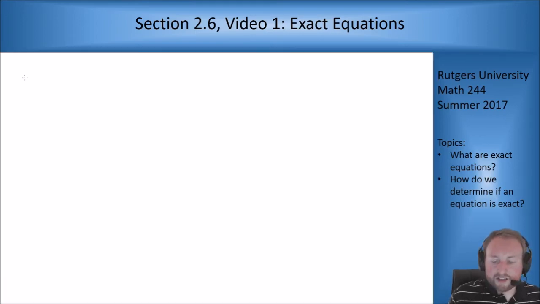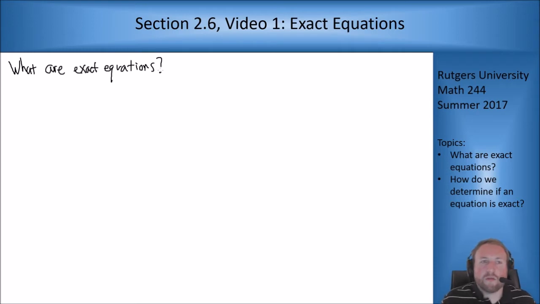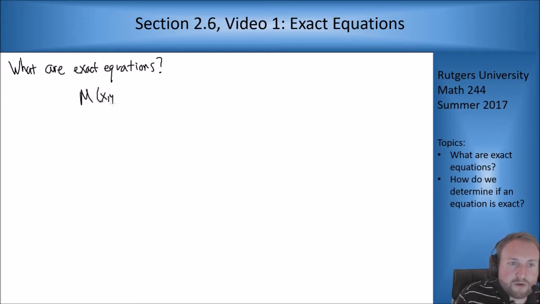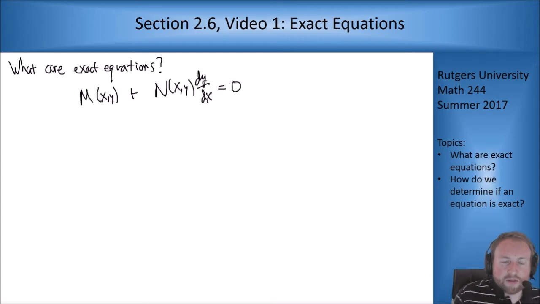So the first question to ask really is, what are exact equations? Well, we're going to start with our most generic form of a first order ODE, where we have some function M of x, y, plus a function N of x, y, times dy/dx equals 0. We showed in the first part that you can write the function where you have dy/dx equals f of x and y in this form fairly easily.